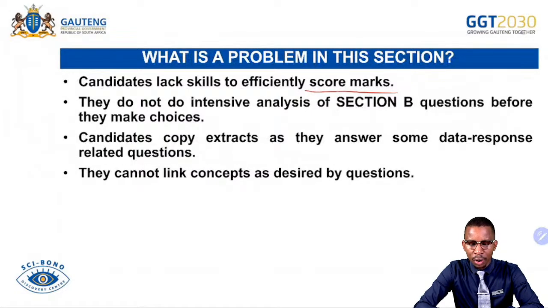Candidate cannot link concept as desired in questions. It is very important that if ever you are given the question, maybe the how question, the make order, we are able to link the concept in there. For instance, how can the increase in inflation affect the demand for goods and services?